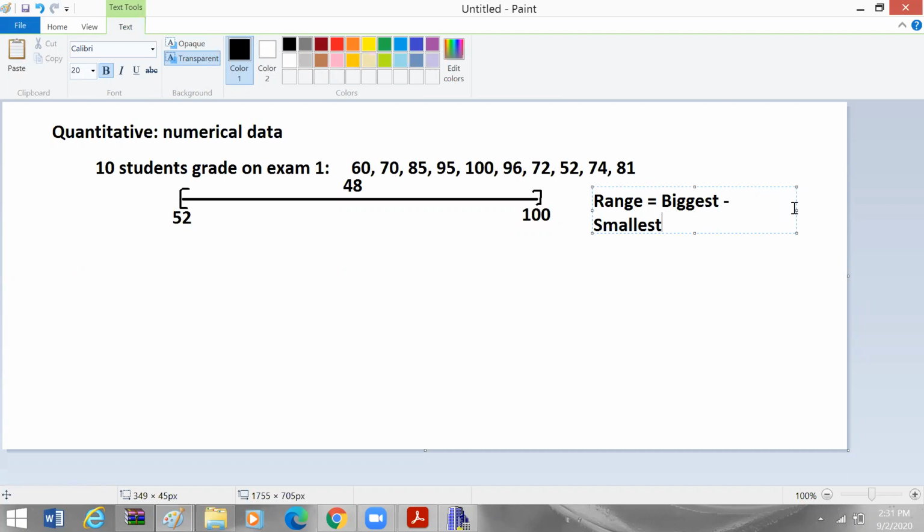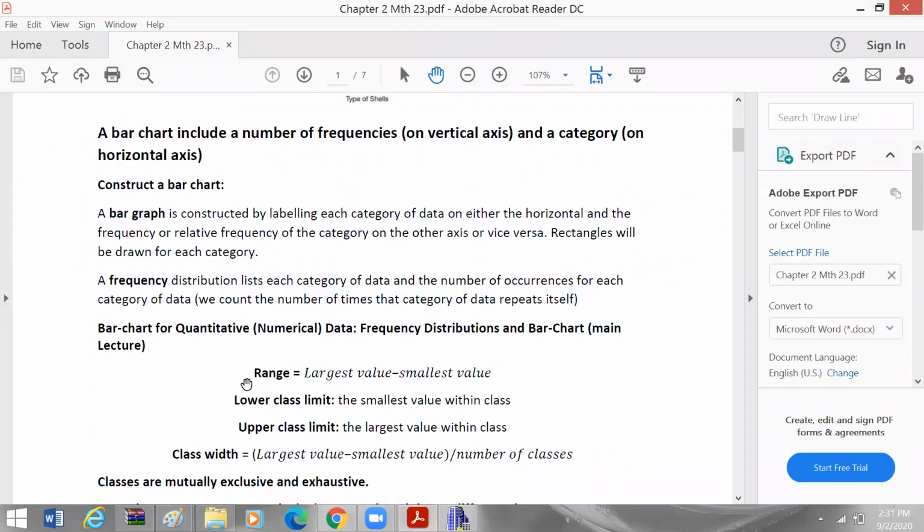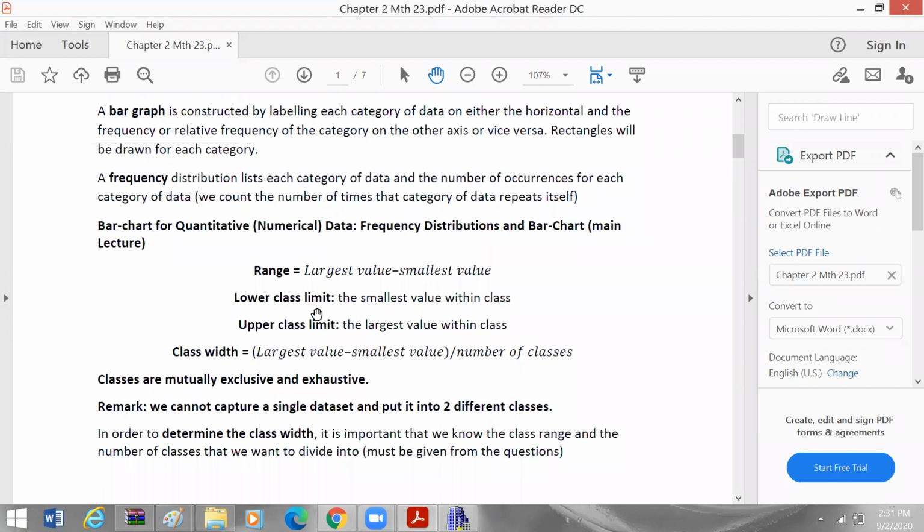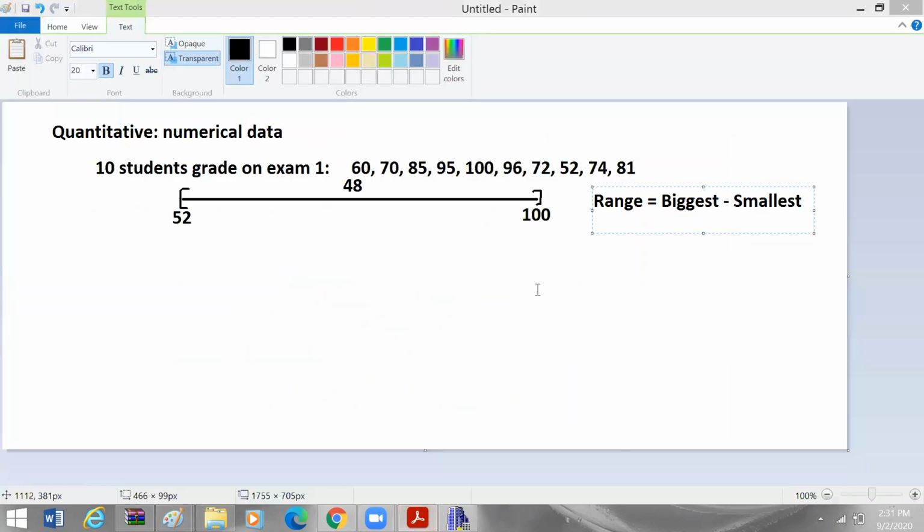So we have this formula right there, on the bar chart, quantitative. This is something we have to be responsible for on the exam, and make sure we don't skip this part. Okay, so the range will be the biggest number subtracted by the smallest, so 100 minus 52, and we got 48.